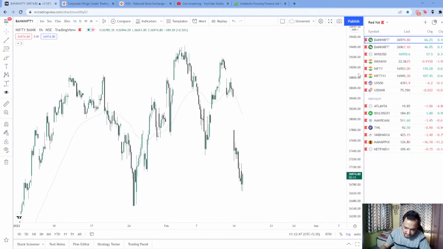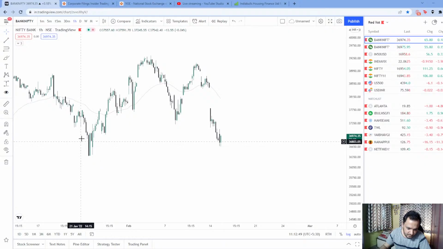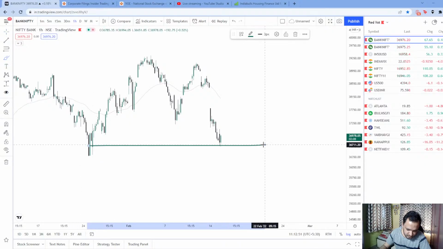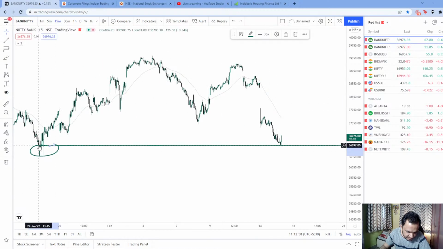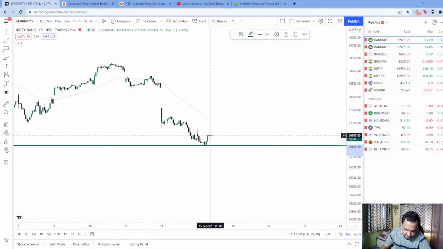All right. We're at a nice level of demand, which is this one. Probably on the 15-minute, it will be visible. Right. So you see, this is one candle right here. So this is a nice level of demand. You see, we're reacting from that as well.